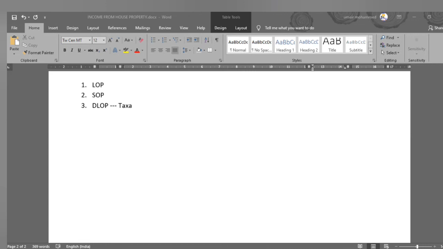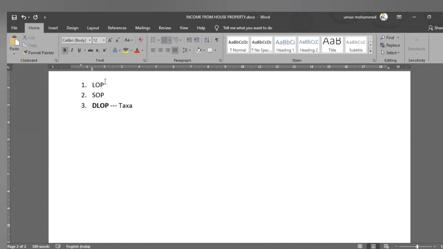Now can you explain the DLOP? The rule says that if the owner of a house has more than one self-occupied property, anything more than one will be considered as deemed to be let out property. So when we say deemed to be let out, the procedure of calculation will be the same as let out property. The only difference is that in deemed to be let out property, the annual rental value will always be zero because you're not getting any rent from this property. You're only staying in it. So ARV will always be zero, but it is still taxable. So we follow the same steps as for LOP and compute the taxable value.